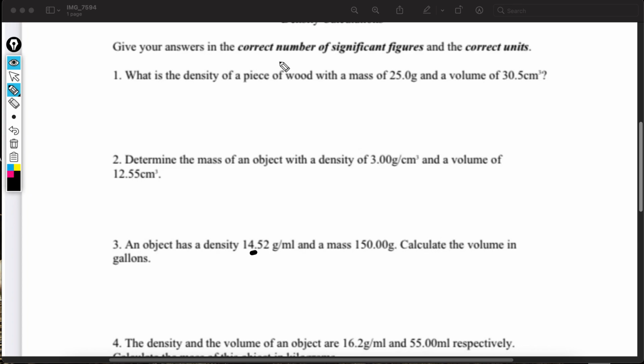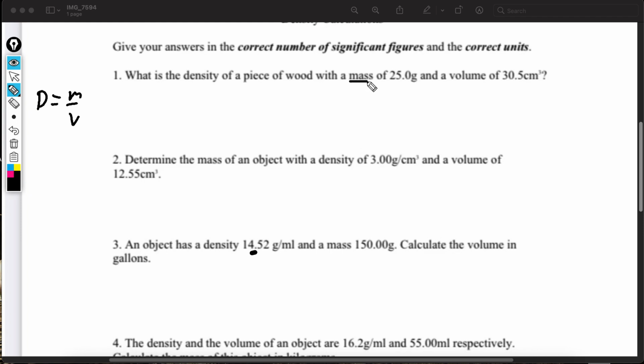Give your answers in the correct number of significant figures and the correct units. Both are very important. So let's get into it. What is the density of a piece of wood with a mass of 25.0 grams and a volume of 30.5 centimeters cubed? So, let's do our thing. We got density equals mass over volume. And we got to see what we got so far.